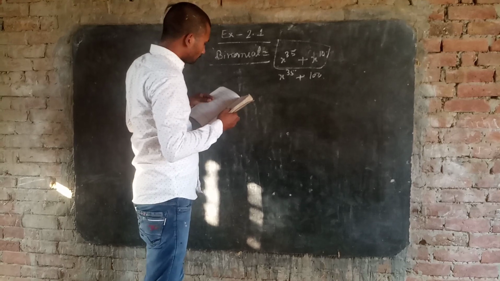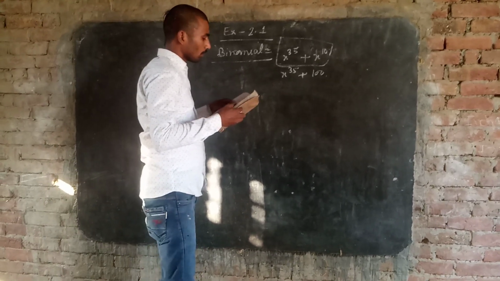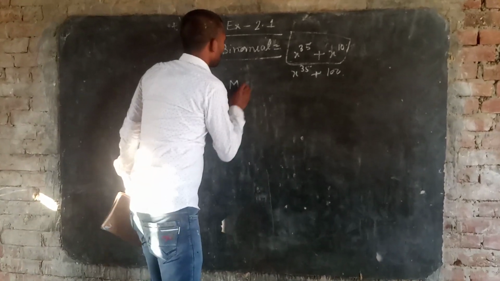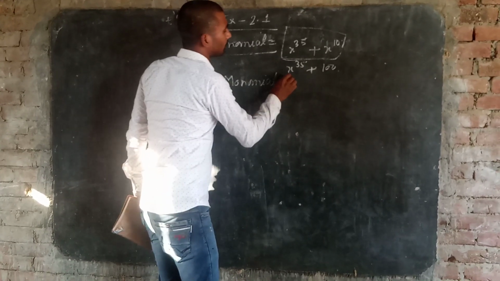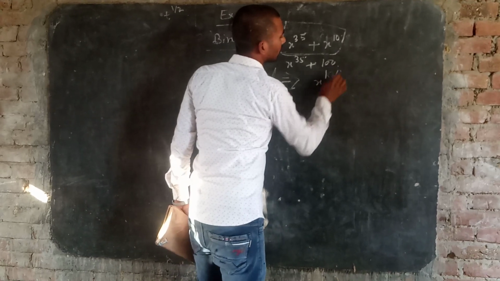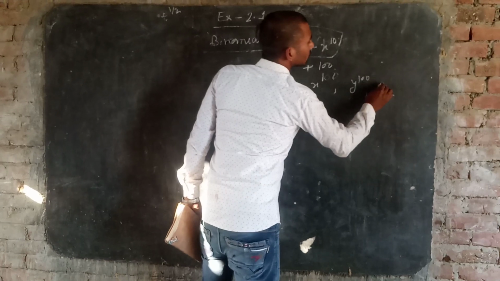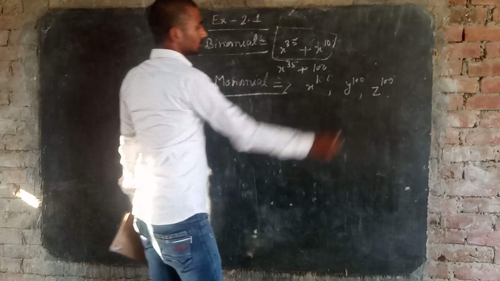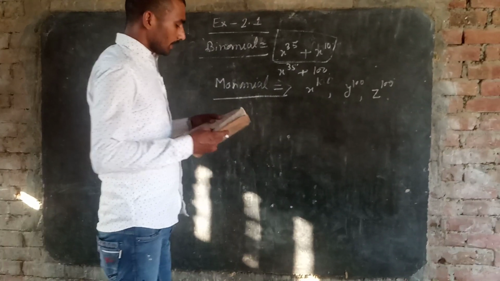And next, we have to take a monomial of degree 100. We can take x power 100 or y power 100 or z power 100. That's an example of a monomial of degree 100.